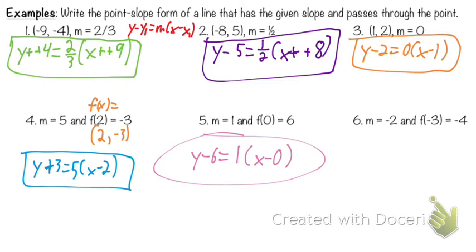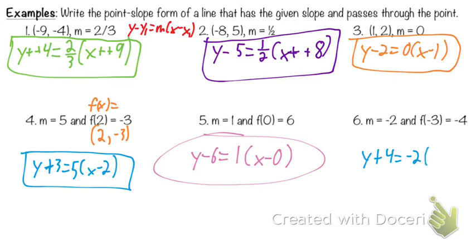Anyone want to help me with number 6? Yes, we did number 6 as well. Eli. Y plus 4 equals negative 2.